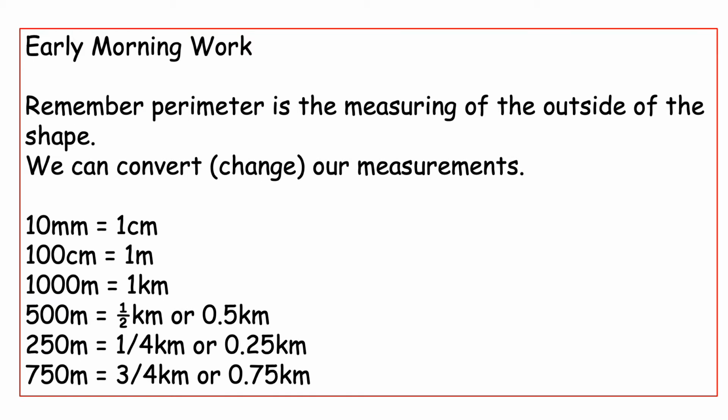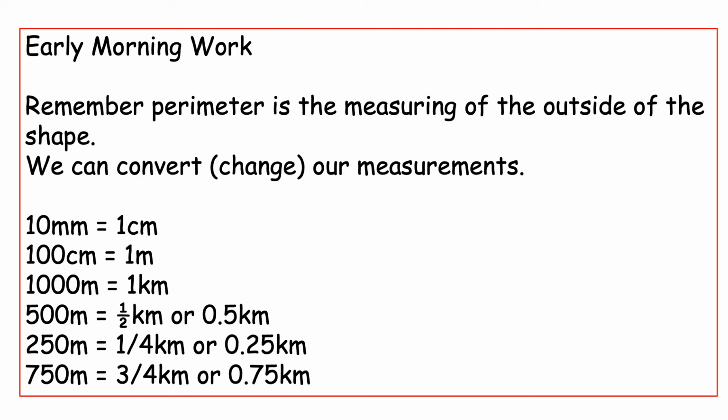Okay, so our early morning work. This week, our early morning work is all going to be about perimeter. And if you remember, perimeter is where you measure and you add together all of the outside of a shape. So it could be the fence around the field, it could be the skirting board around the walls. Okay? But to do this work, you're going to need to convert, which means change some of our measurements.